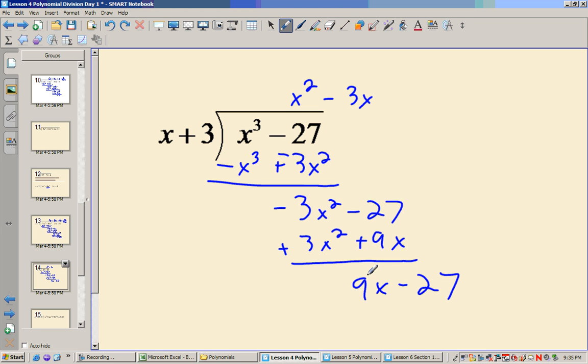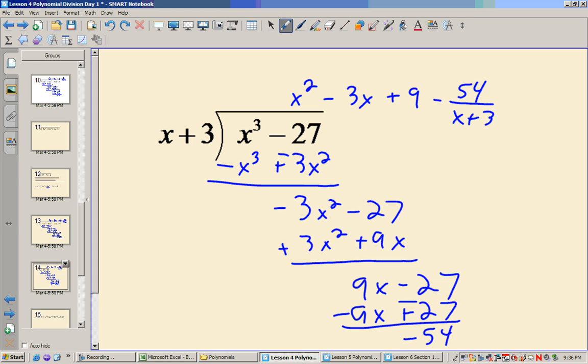Now what times x gives us 9x? That will be 9. When I multiply this out, I'll get 9x plus 27. When I subtract, this becomes negative 54. So x squared minus 3x plus 9 minus 54 over x plus 3.